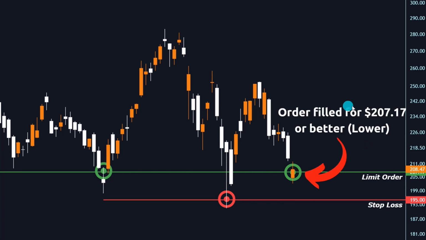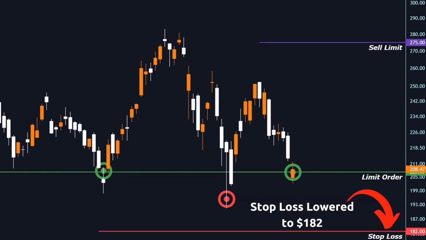So here we are, we just got filled for 207.17 or better, which in this case would be lower. We'll just say it was at 207.17. And before we let it play out, we're actually going to lower our stop loss a little more to 182, and then we're going to have our sell limit at 275. You could have multiple orders on one stock. So if the stock goes below 182, it is going to sell for a stop loss.